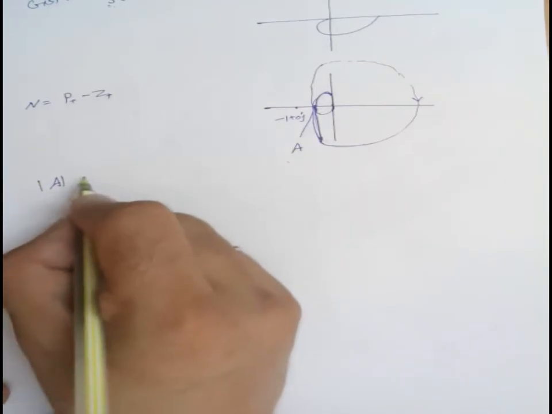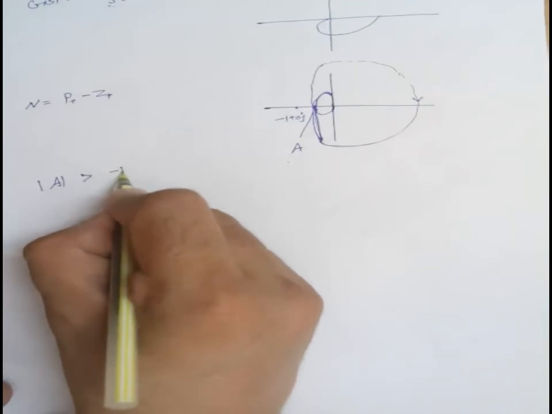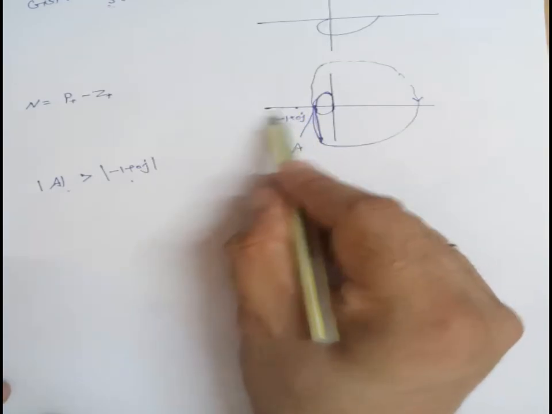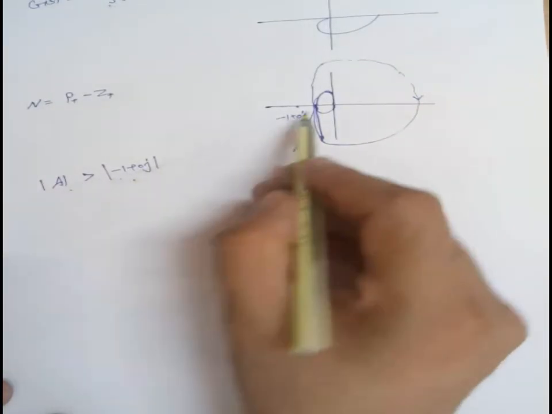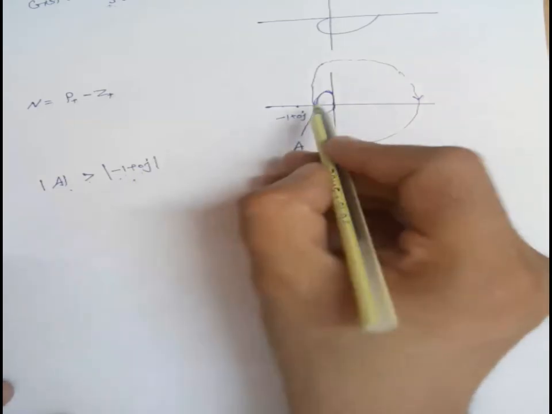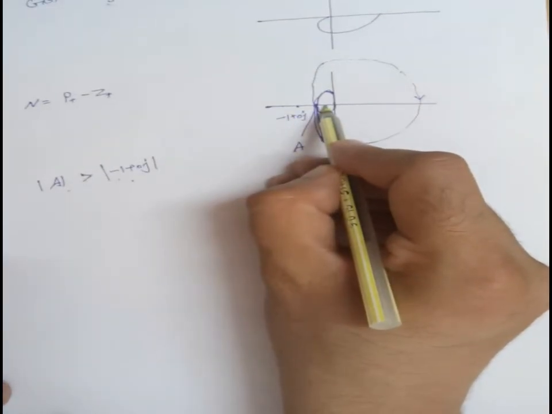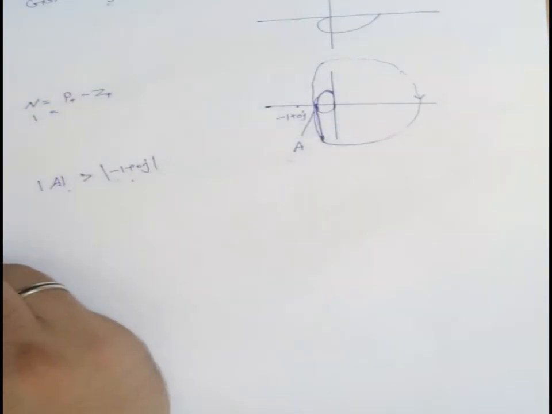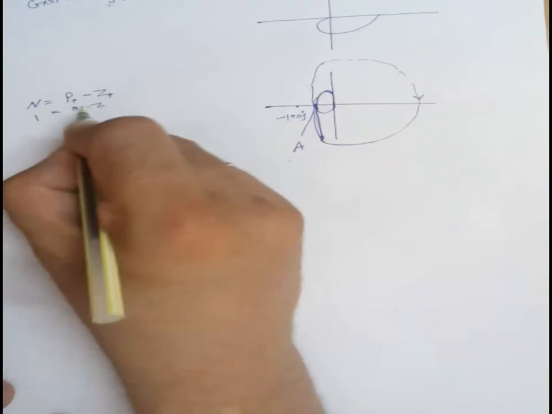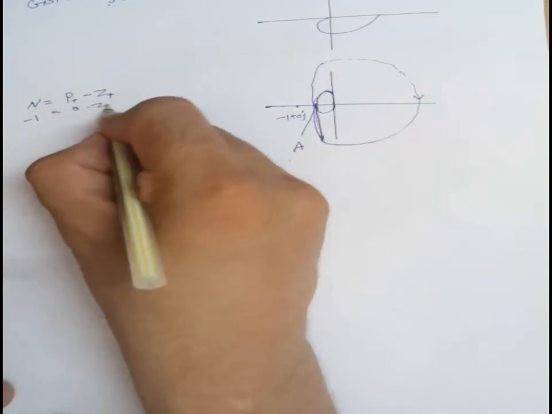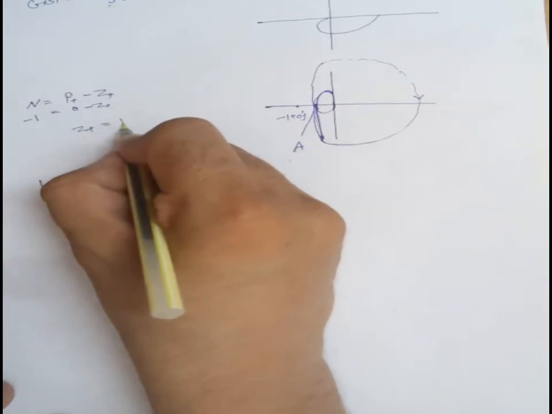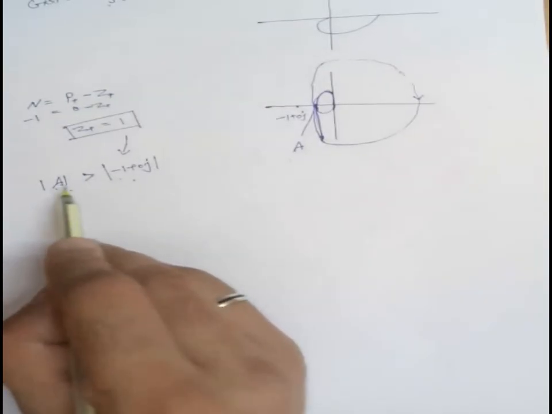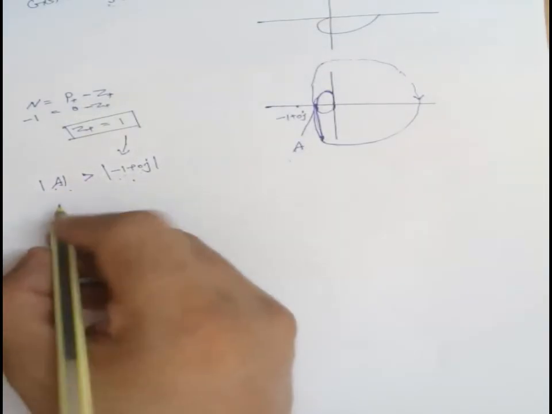If the magnitude of this point A is greater than the magnitude of minus 1 plus 0j, it means it encircles this, which means minus 1 lies over here. So the number of encirclements is 1, the number of poles in right half is 0, and this is the clockwise direction, this is minus 1, and Z plus is 1. So this type of system is unstable, if the magnitude of A is greater than that of minus 1 plus 0j.